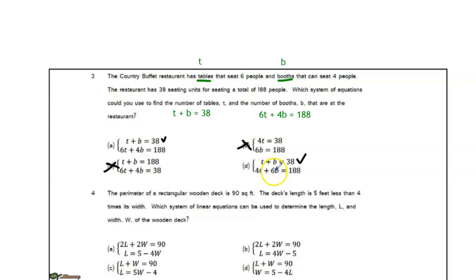4T plus 6B. Now, you see what they did here. 4T, that means 4 people to a table. A table seats 6 people, so that's no good, right? So this one's the correct answer. 6 people at every table, 4 people at every booth.